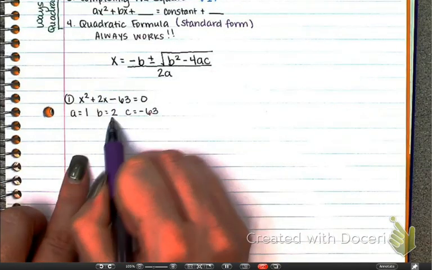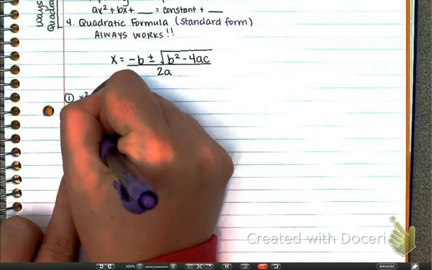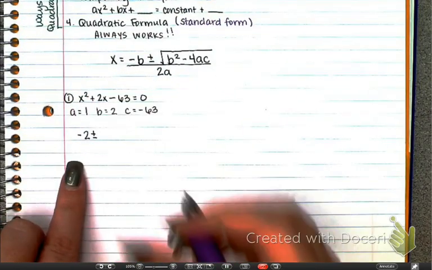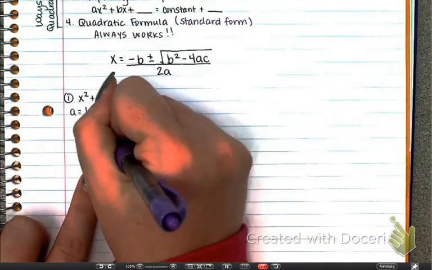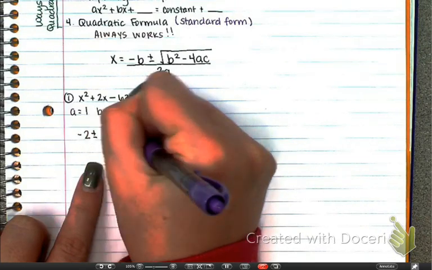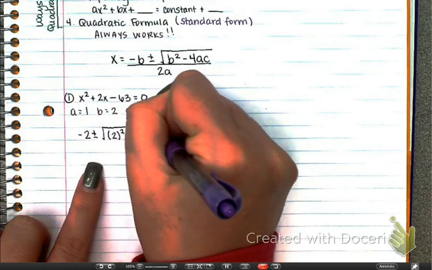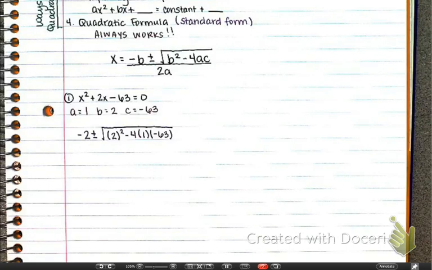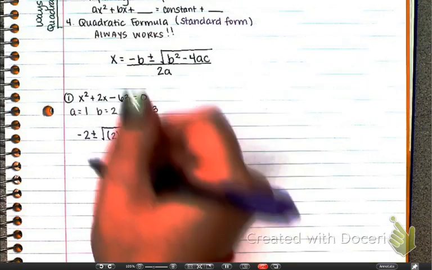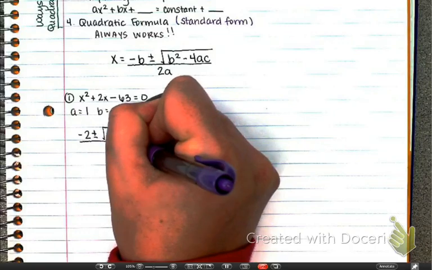So the formula is negative b. So we're going to plug in b, right? So we're going to plug in 2, but it's going to be a negative 2. So negative 2 plus or minus the square root. Okay, so I'm plugging in 2 again. 2 squared minus 4 times a times c, all over 2 times a.